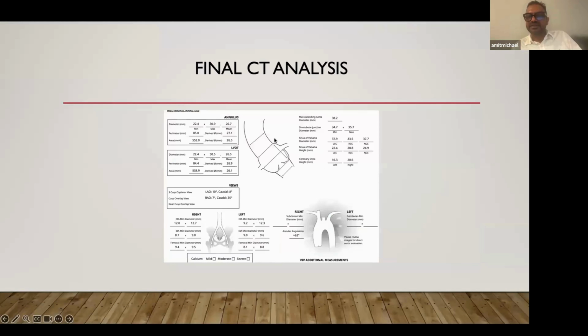When we do the CT analysis, this is the final chart we get. On the top, you can see the minimum and maximum diameter, the mean diameter of the annulus, perimeter, area, LVOT dimensions, then the diameters of the femoral arteries on the right and the left, sinus of Valsalva diameter, sinus of Valsalva height, and coronary heights. Here the left coronary height is 16, right is 20, so that's well within acceptable limits. The sinus of Valsalva are quite wide. That was the analysis.